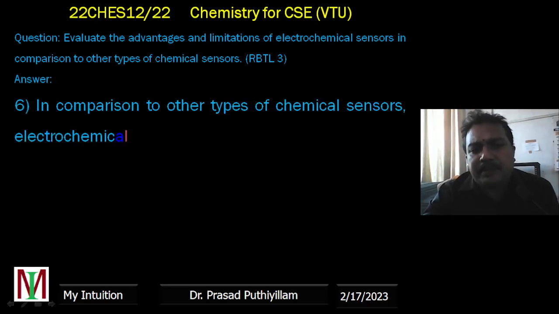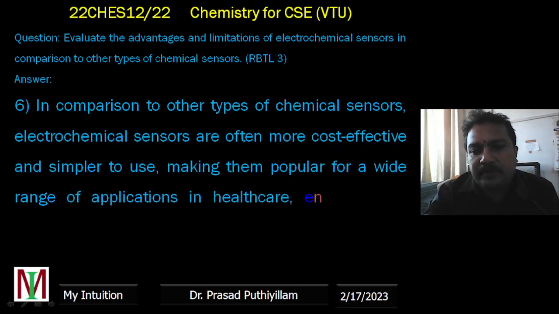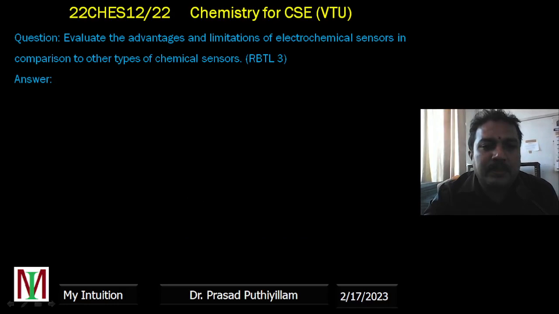In comparison to other types of chemical sensors, electrochemical sensors are often more cost effective and simpler to use, making them popular for a wide range of applications in healthcare, environmental monitoring, and industrial process control. Okay, this is a straightforward sentence and nothing else.